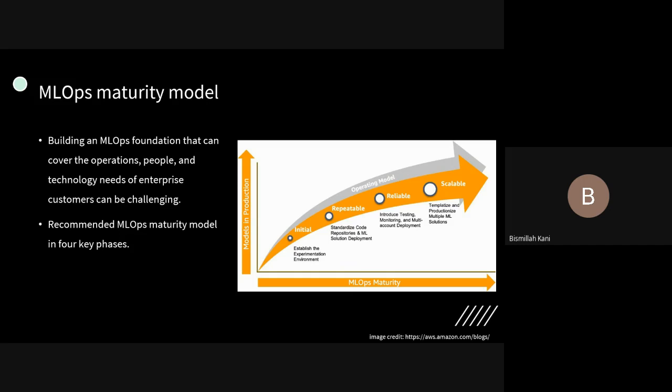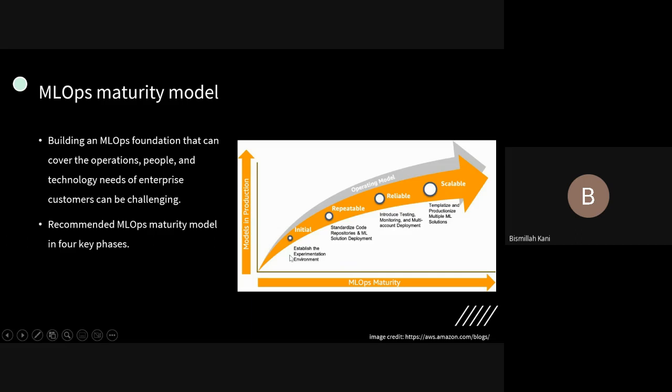So they recommend that to implement MLOps, you take it in phases, and they define 4 phases as shown in this picture. One is the initial phase, then the repeatable, and then the reliable and the scalable. Now, what is the initial phase?